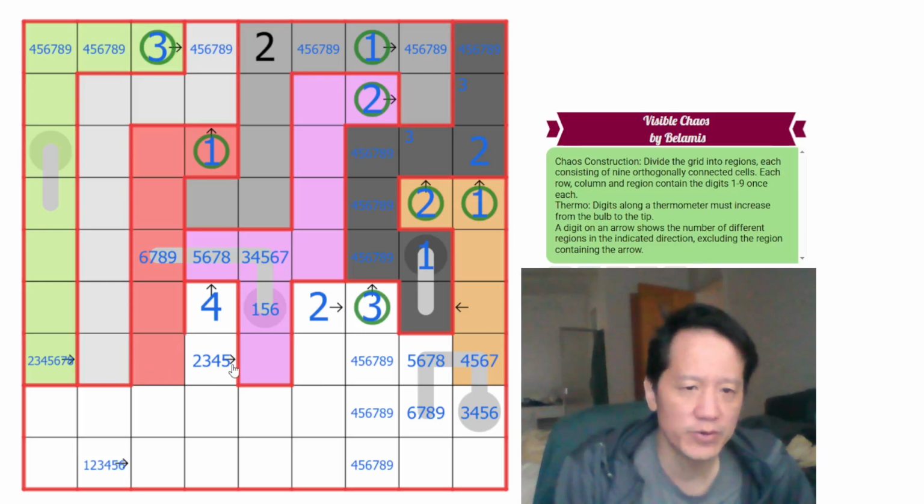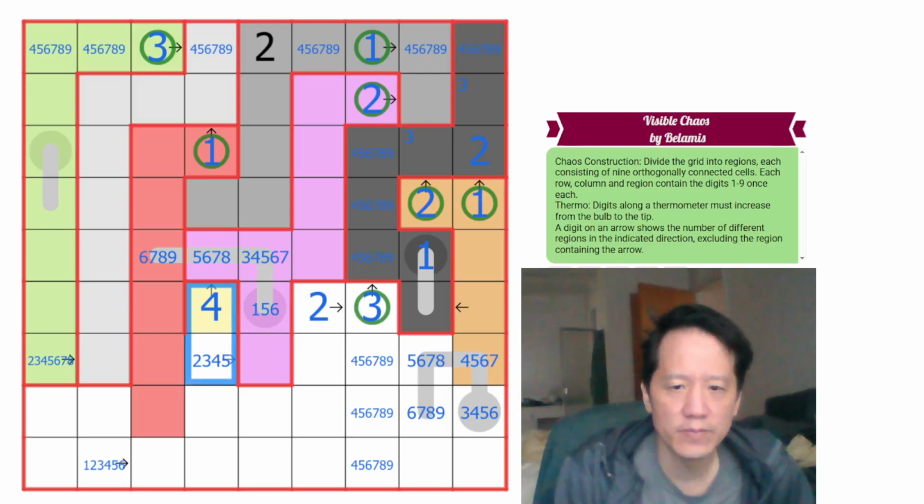This cannot close off this way. So this red has to continue here. This is now yellow. Same here. This yellow has to get out somehow, so it has to go here.